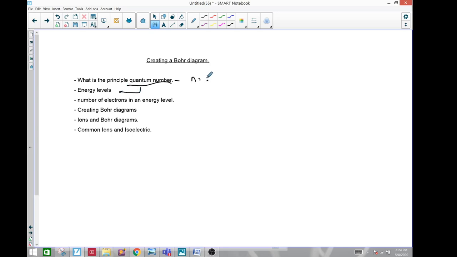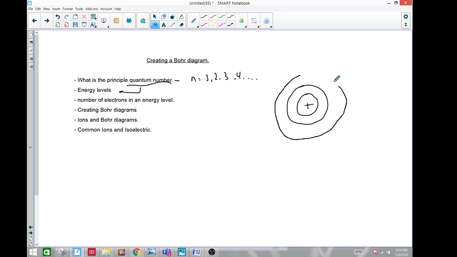It's going to be given a number 1, 2, 3, 4, and this just keeps going on. Literally, you have the nucleus in the middle, and you have energy levels around the outside. We call these energy levels, and they are given a number. So sometimes you'll see it like this: N equals 1, N equals 2, N equals 3. All right, so we have these electrons. Niels Bohr kind of made this like planets around the sun type situation.